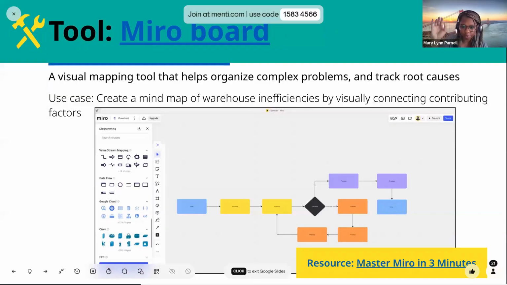All right. And we did the Miro board. Okay, this is where we are. A Miro board is also a really great tool that will help you organize complex problems and track root causes. So, creating a map of warehouse efficiencies, for example, by visualizing and connecting contributing factors.